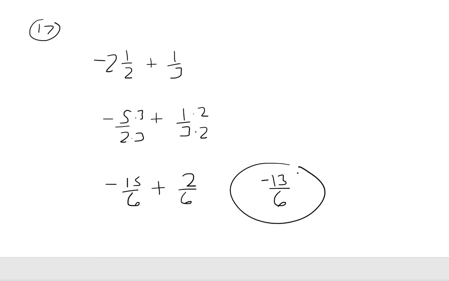And we can go ahead and just leave that as an improper fraction. So at this point, I want you to complete 11 through 20 and then check them off with me.